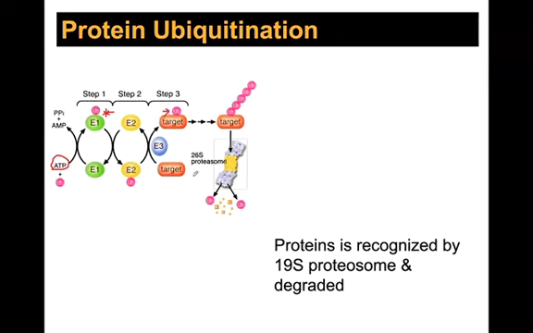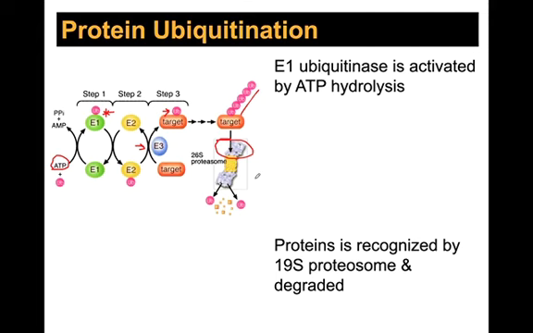The E3 ubiquitinase is responsible for which proteins are going to be recognized by E2. So E3 is really just bringing in target proteins to be recognized by E2 and transfer that ubiquitin. Once there's enough ubiquitin on the surface, then the proteasomal cap can recognize the ubiquitin and feed that protein into the proteasome.